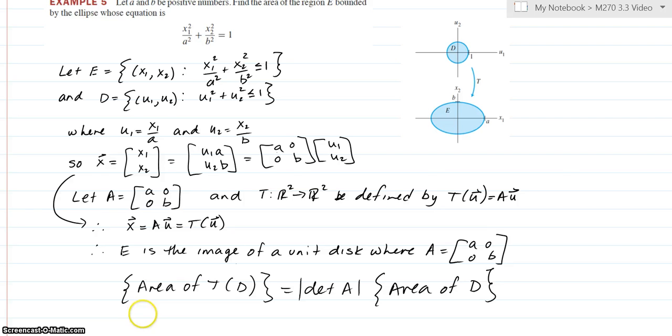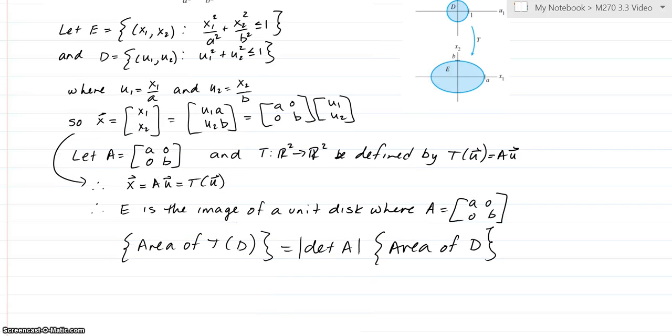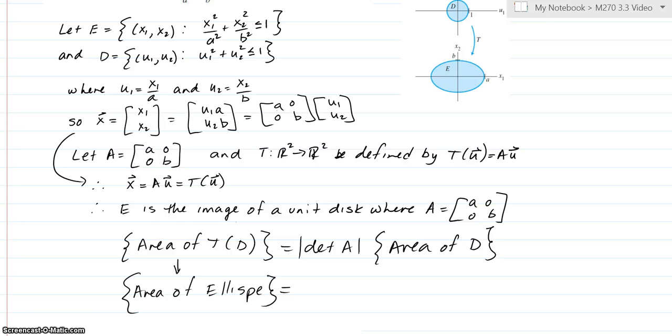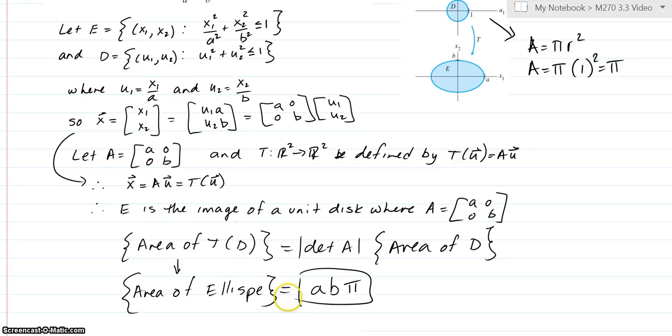Okay, and this we know, the area of T of D is the ellipse. So this is the area of the ellipse. And then the determinant of A, so here's A right here, that is just ab. And the area of the disk, well, the area of the disk is pi r squared, and r is 1. So there it is. We just found the area of the ellipse.